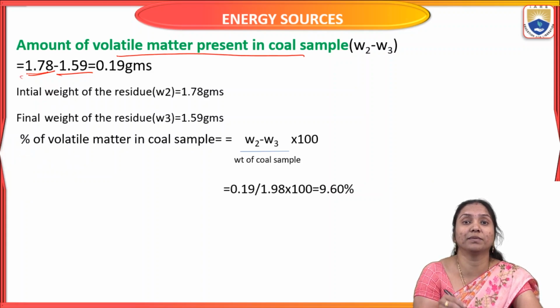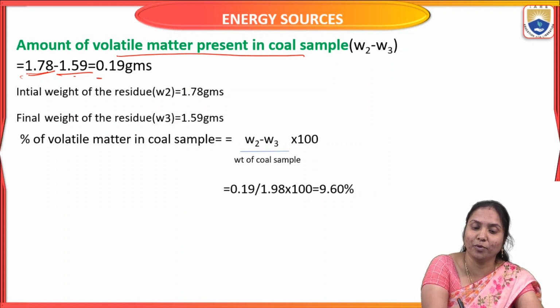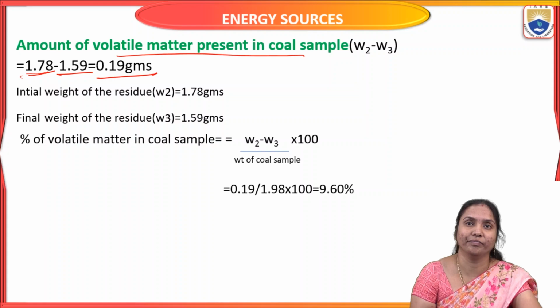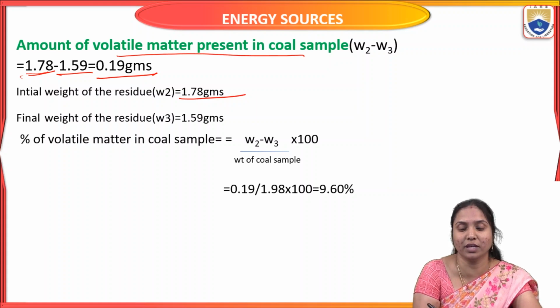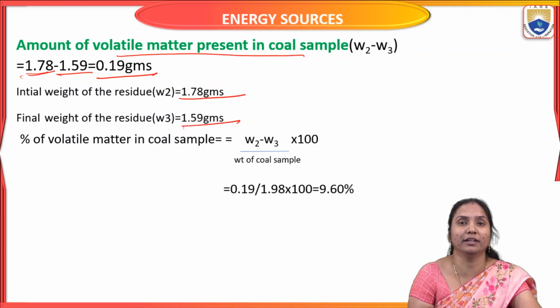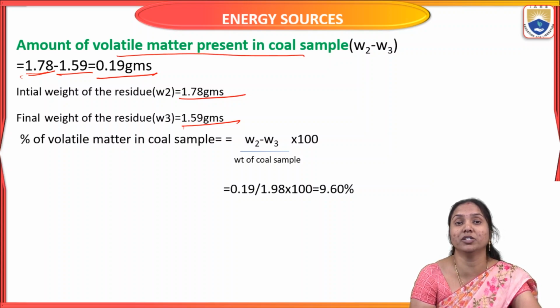So the difference, expressed as the volatile matter present in the coal sample, is 0.19 grams. The initial weight of the residue is 1.78 grams and the final weight of the residue of the coal sample is 1.59 grams. Now, what formula are we using for determination of volatile matter present in the coal sample?